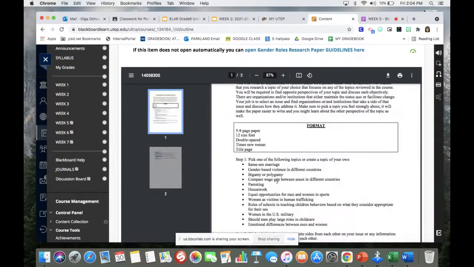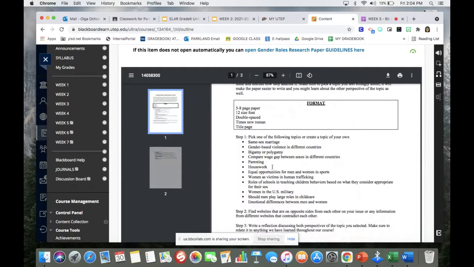Let me see what else. And I gave you kind of a long list for the topics. You have same-sex marriage, gender-based violence in different countries, bigamy or polygamy. You can compare the wage gap between sexes in different countries. Parenting, which is a big one. There's a lot of information on that one. Housework, equal opportunities for men and women in sports. That would be a very interesting one to write due to the Olympics.